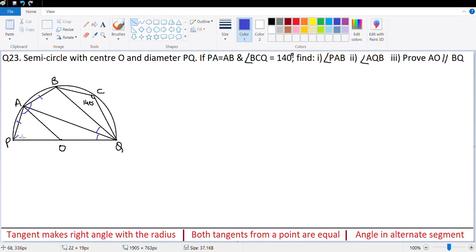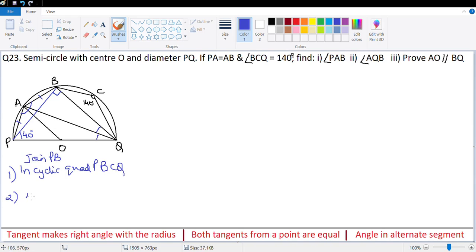Let's just join P and B and see how this helps us. This angle would be 90 degree. Yes, this angle here is 40 degree. Why? Because PBCQ is a cyclic quadrilateral, which means 140. So this is 40. Let's write this down. In cyclic quadrilateral PBCQ, or before that I have to join PB. What I get is angle BCQ plus angle BPQ is equal to 180 degree, which means angle BPQ is equal to 40 degree. How does this help us?